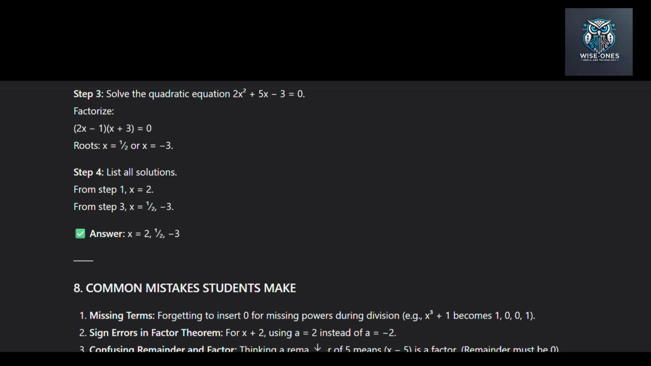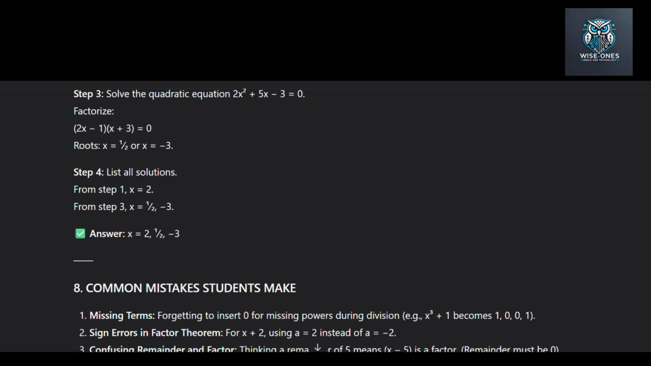Factor out (x + 3). (x + 3)(2x - 1) = 0. Roots: x = -3 or 2x = 1, so x = 1/2.